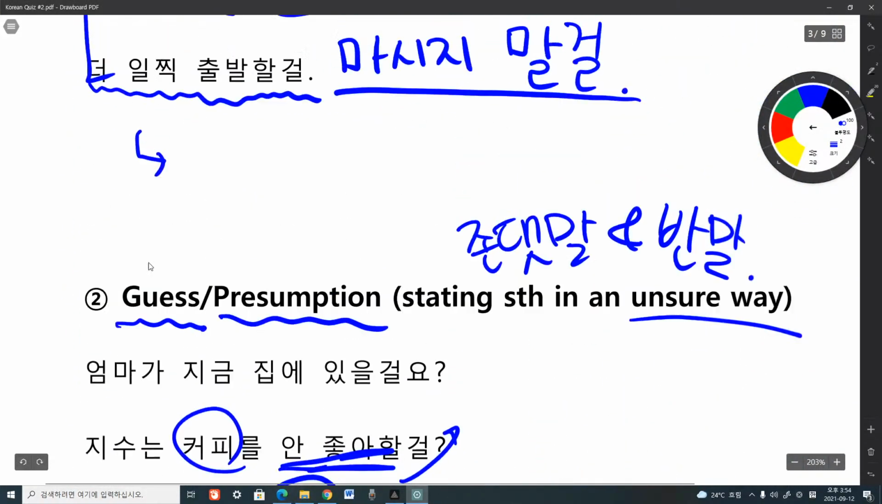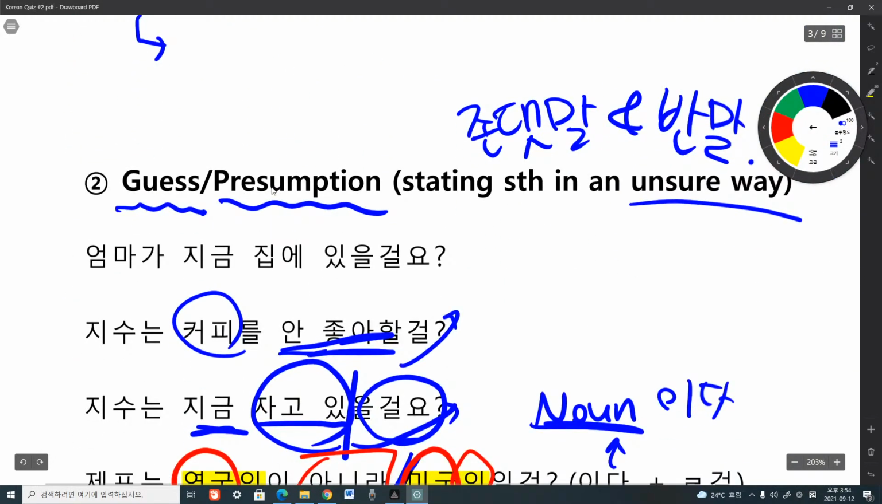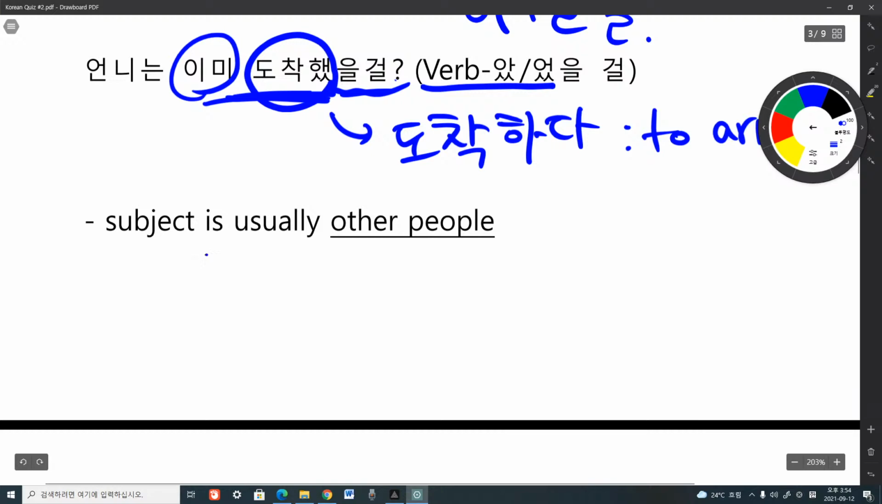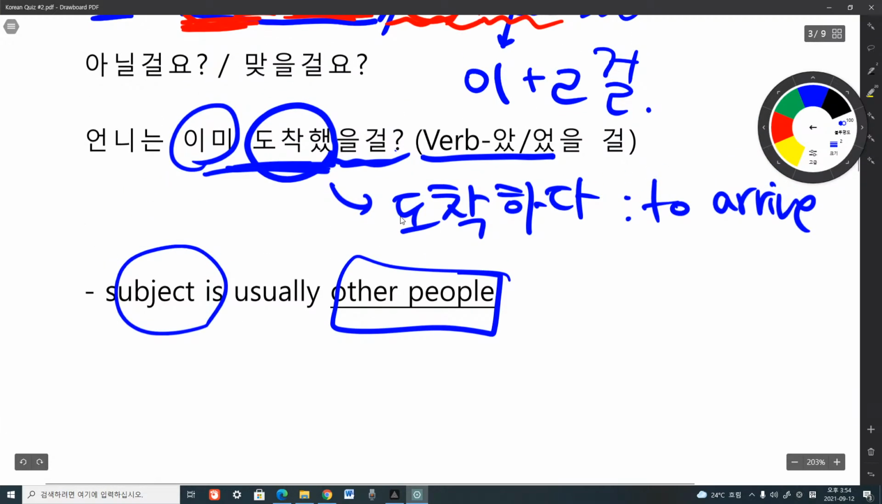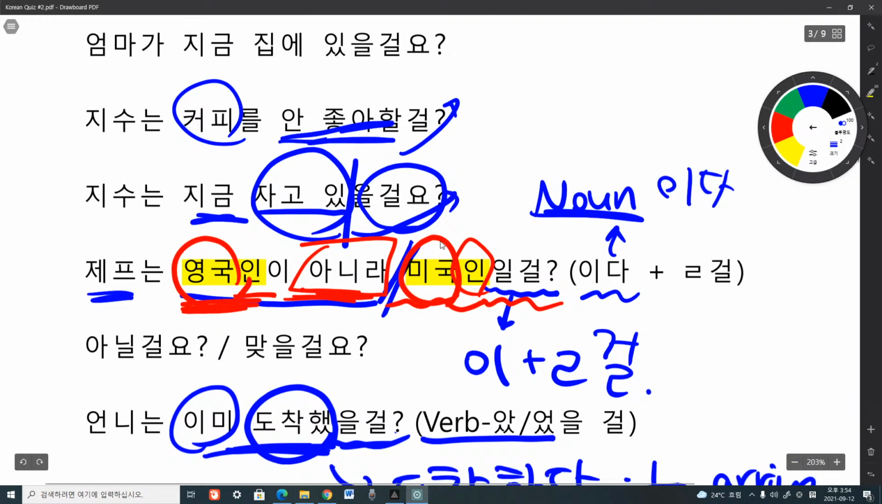Whereas when you use 할 걸 or 할 걸요 to mean guessing or presuming and stating something in an unsure way, the subject is usually the other people. Because you don't have to make assumptions about yourself, right? You already know. But when you're talking about other people and you're making an assumption or presumption about other people's action, then you can use it.